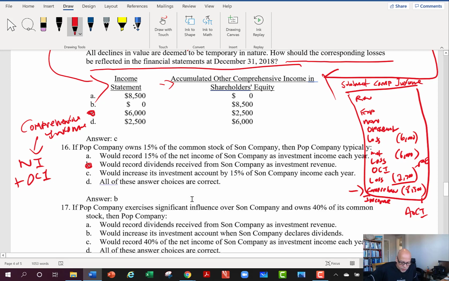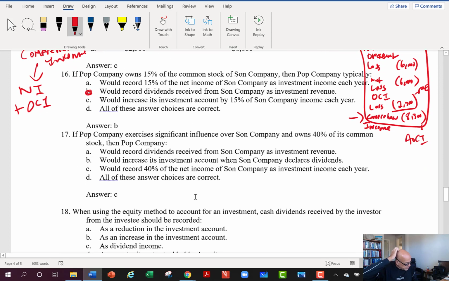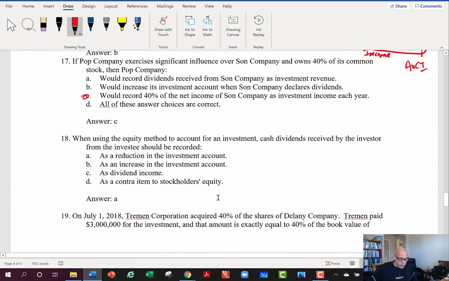Okay, good. Come over, and number 17, if Pop Company exercises significant influence over Sun Company and owns 40% of the stock, now we're well past that 20% threshold, and the answer here is C, would record 40% of Sun's net income as investment income each year, right? Equity method. You take your percentage of the income, your percentage of the dividend, and that goes directly to the investment account, okay? Which sort of answers my next question here.